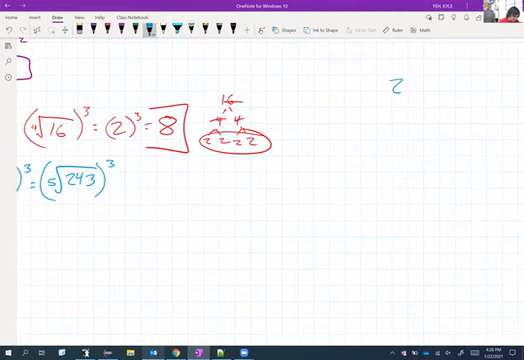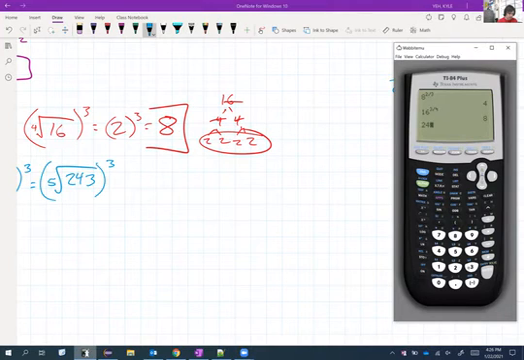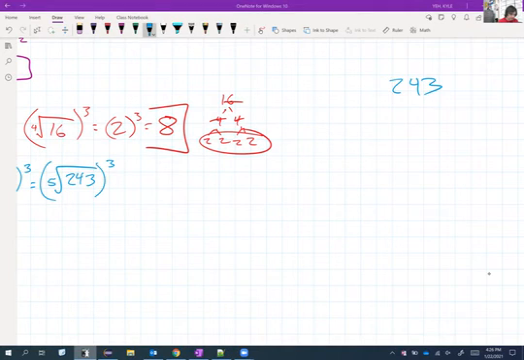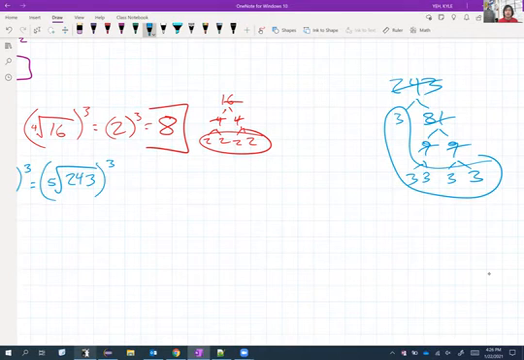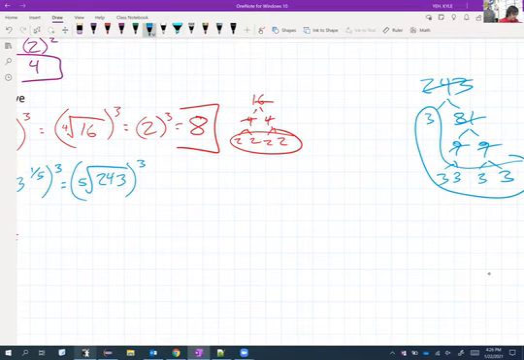So I'm going to come over here and say 243. I can tell 2 doesn't go into it evenly because it's not even. Maybe 3. There we go, 3 times 81. 81 I know is 9 times 9. 9s are both 3s. We have a 5th root. We're looking for groups of 5. And sure enough, 3 to the 5th power happens to be 243. So the 5th root of 243 is just 3.